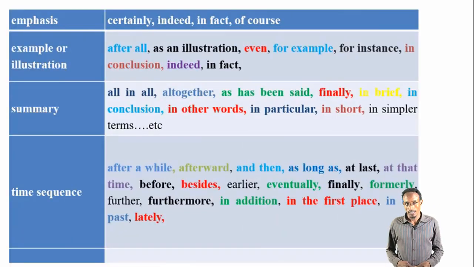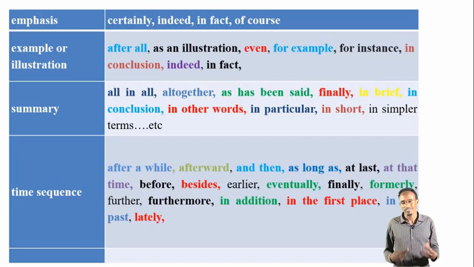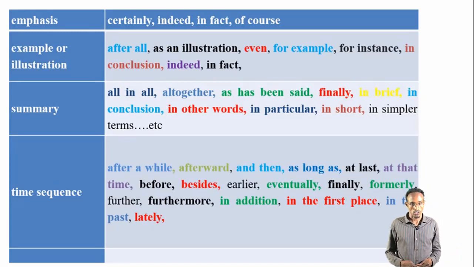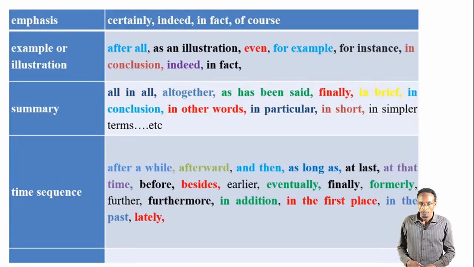And we need to have some emphasizing transitions, like "certainly," "indeed," "in fact," "of course." For exemplification or illustration, where we want to give an illustration: "after all," "as an illustration," "even," "for example," "for instance," "in conclusion," "in fact," "of course." And when we come to summarization, we use such transitions: "all in all," "altogether," "as has been said," "finally," "in brief," "in conclusion," "in other words," "in particular," "in short," and "in simple terms."